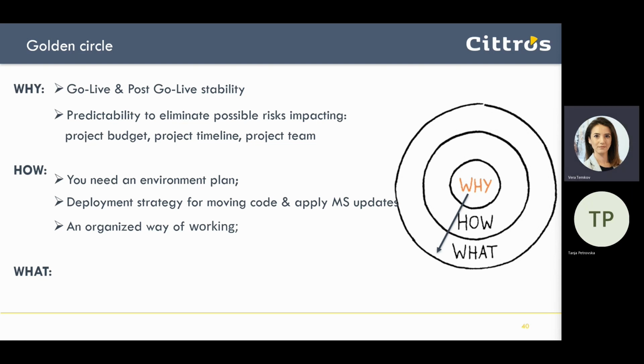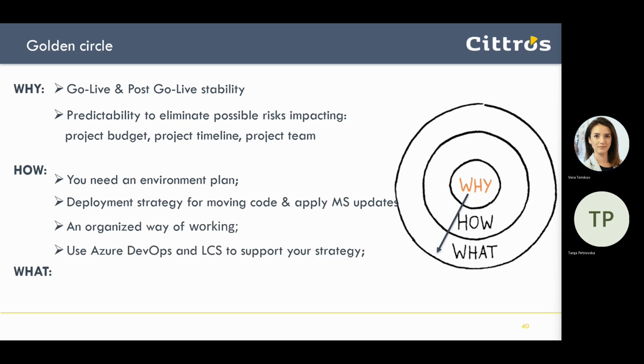Have an organized way of working during the whole application lifecycle using Azure DevOps and LCS to support your strategy. That way, every participant will know their duties and roles in the process, and by that, they will deliver better quality of work. Following all of this will definitely help you to have a defined ALM process flow, and you will have successful application lifecycle management.